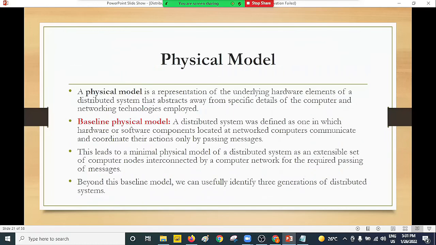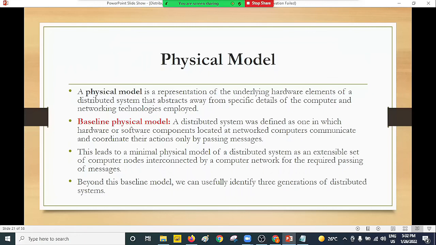So when you talk about the first model, the physical model, as I've said, these are the foundation or the building blocks of a particular distributed system. So we talk about the underlying hardware elements, and these hardware elements manage, or have a lot of other physical components attached to them.